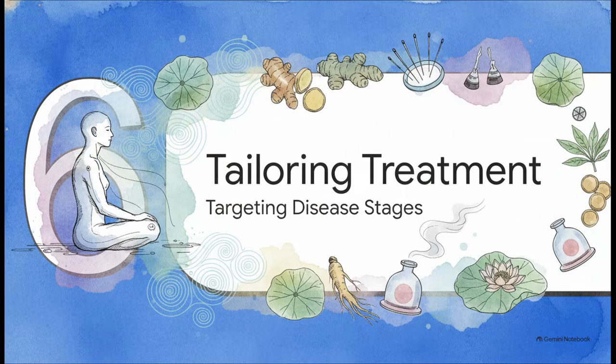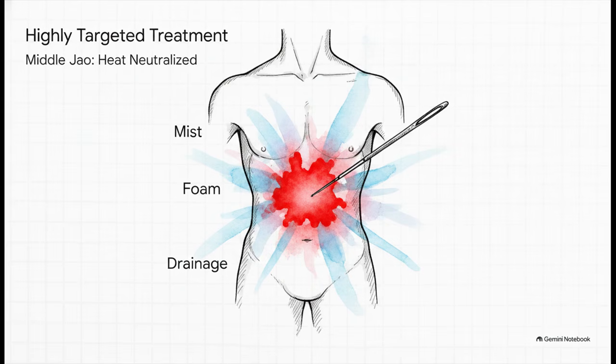So, what's the so what here? Why does this spatial mapping matter for a real patient in a clinic? Section 6, Tailoring the Treatment. Ultimately, the San Jiao theory is a highly practical tool. By identifying exactly which jiao the pathogen has reached, a practitioner isn't just taking a wild guess. They are localizing the heat and delivering a highly targeted treatment that is specific to that exact stage of the disease.